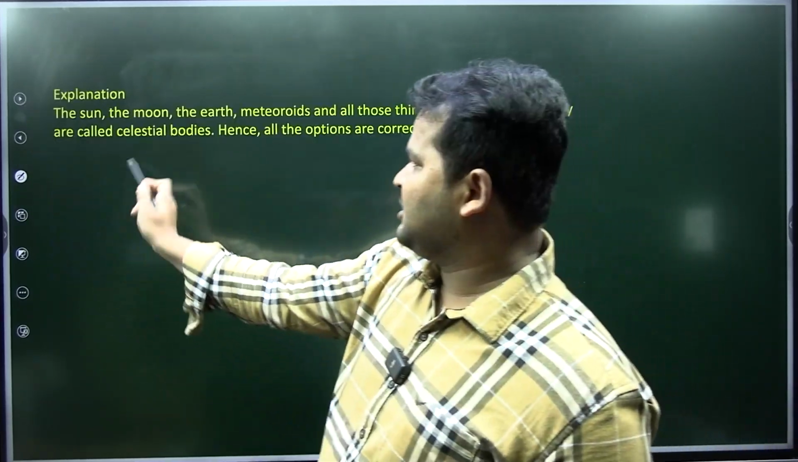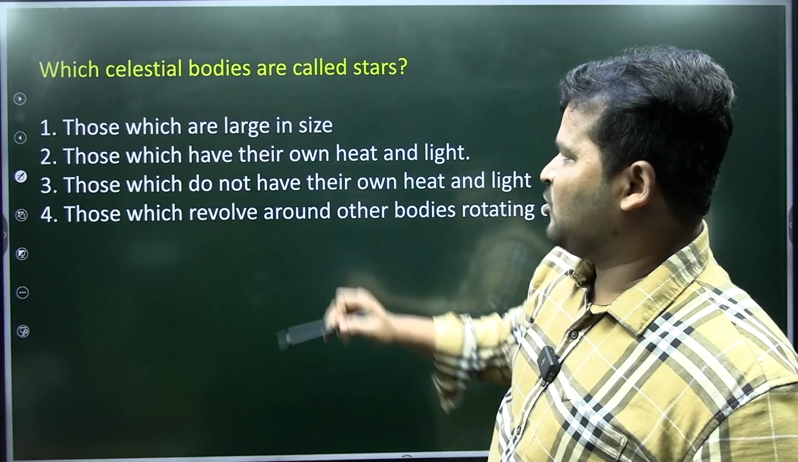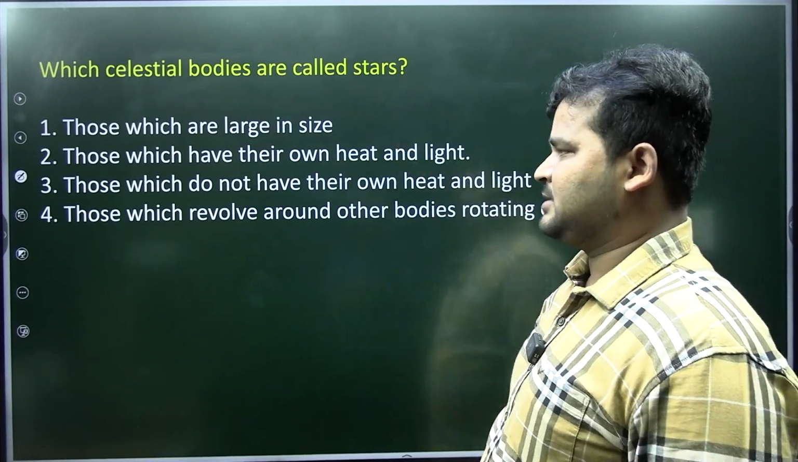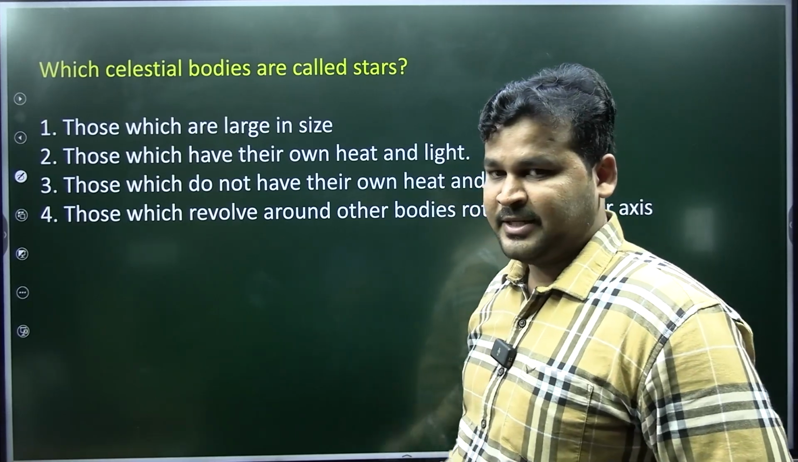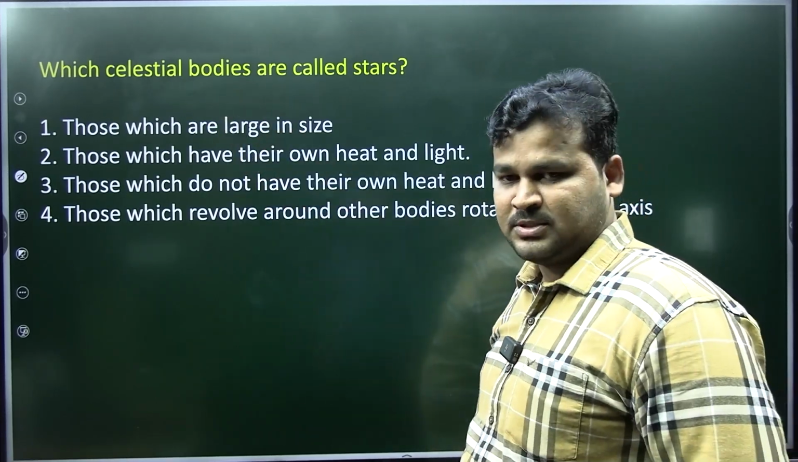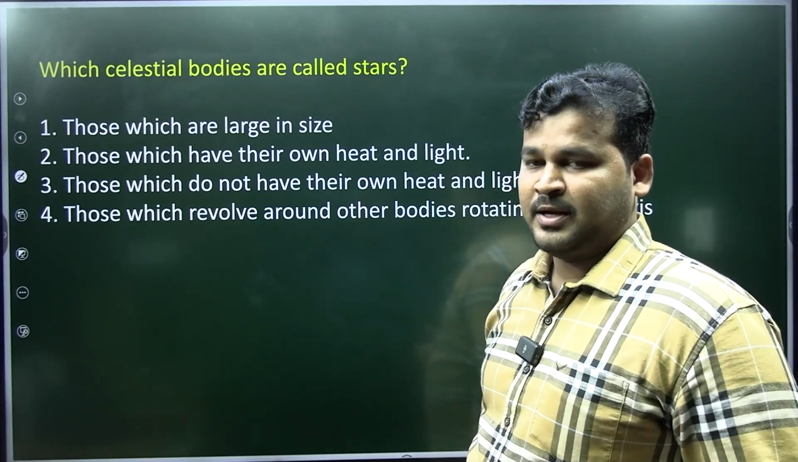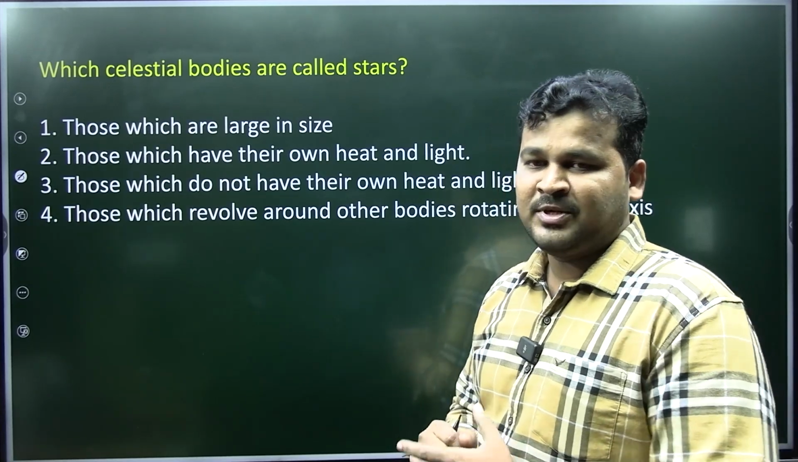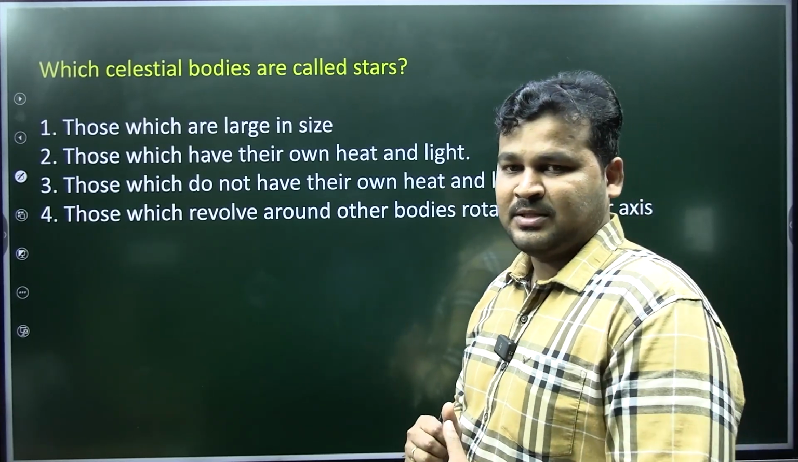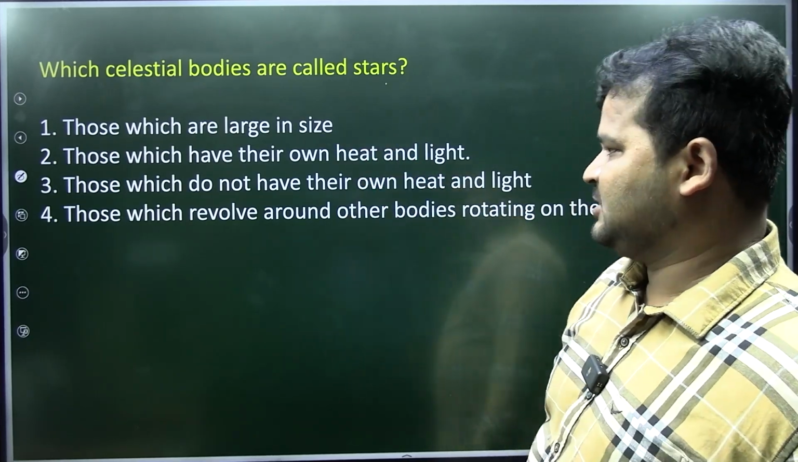Next after that, this is the explanation for the question. Next, which celestial bodies are called stars? Here it is asking about stars. As we have discussed the definition of celestial bodies, we know the definition of stars. A star is nothing but a celestial body which can twinkle, which can emit energy, which can emit light and heat. So let me explain these remaining statements.